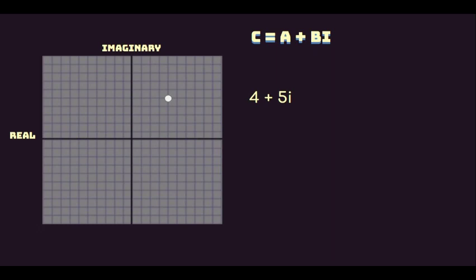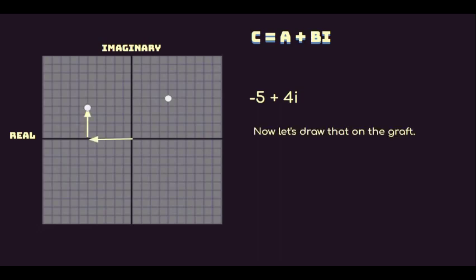And so let's take our complex number and multiply it by i. We get 5i to the second power plus 4i. Because i to the second power is -1, we get -5 plus 4i. And then we can represent that on our graph. How we would do this is we would go -5 units over and 4 units up.